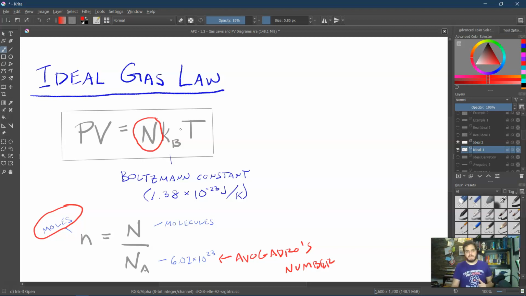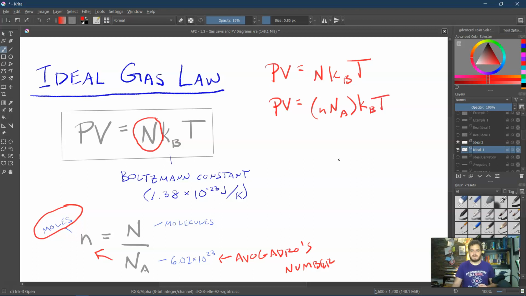But let's now get this law in terms of moles rather than in terms of molecules. So let's rewrite this again. I have PV is equal to N k_B T, and I am going to plug in for the number of molecules, the number of moles times Avogadro's number. I'm going to multiply that across. So I'm going to get PV is equal to n times Avogadro's number times k_B T. I'm going to simplify this, well, not really simplify, adjust it a little bit. I'm going to pull the n out. Now I'm going to put N_A k_B in parentheses.